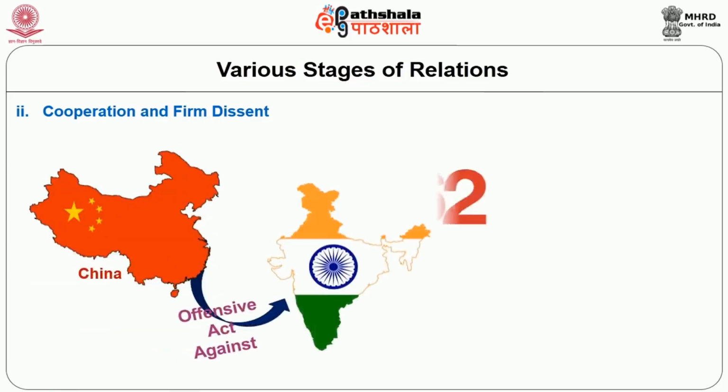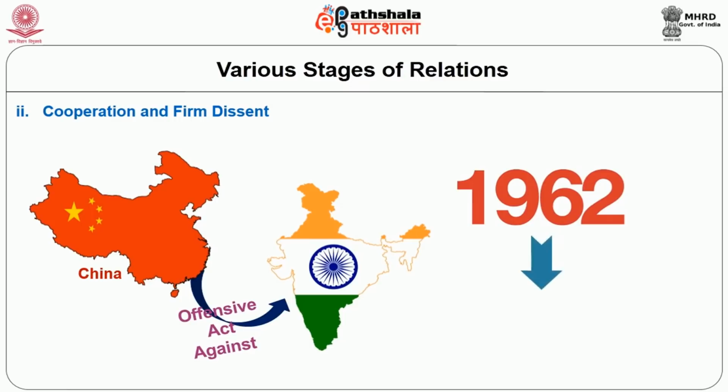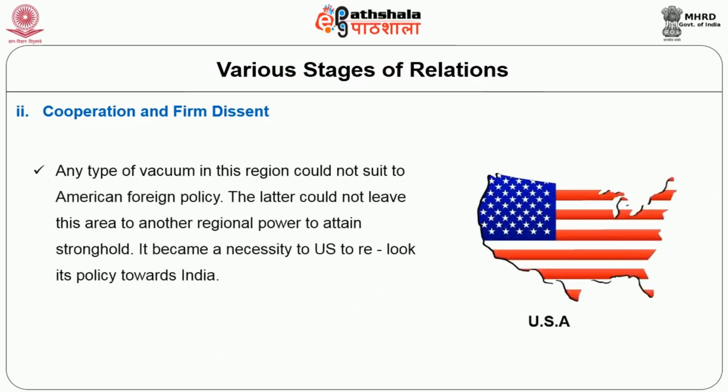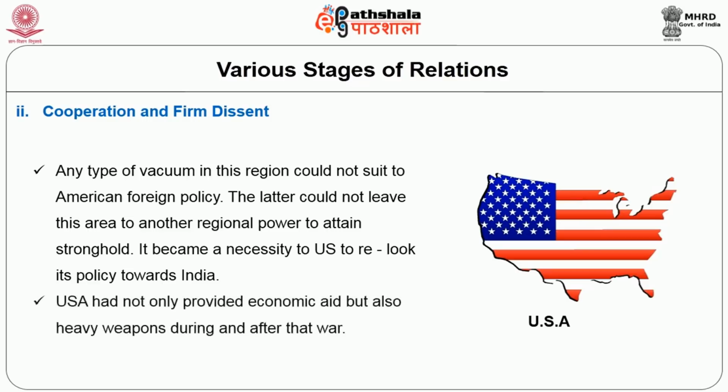China's offensive act against India in 1962 had changed the strategic scenario in South Asia. Any type of vacuum in this region could not suit American foreign policy. The latter could not leave this area to another regional power to attain a stronghold. It became a necessity for the US to relook its policy towards India. USA had provided not only economic aid but also heavy weapons during this and after that war.